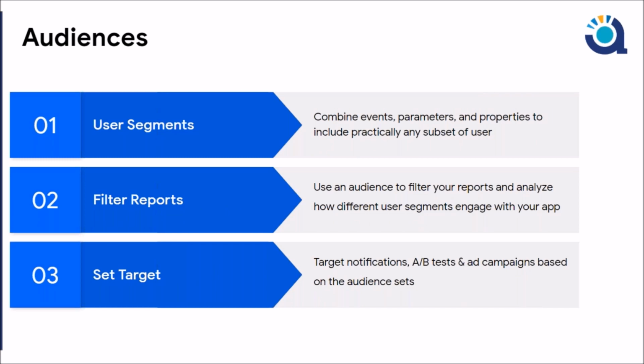The next thing that I'll speak about is audiences. What are audiences? In general terms, everybody is aware that the user segments that I can reach out to are my audiences. You can combine events, event parameters, and user properties to create any subset of users and call it an audience. You can filter out certain reports just to identify the user behavior for that particular audience. You can also use them for targeting with respect to in-app notifications or A/B testing, or even campaigns directly on your Google Ads or DV360 marketing tools.